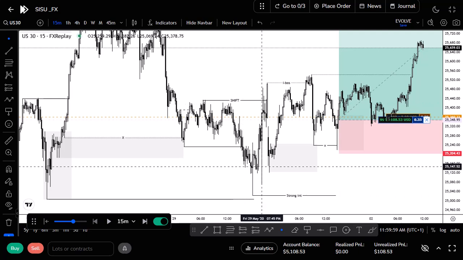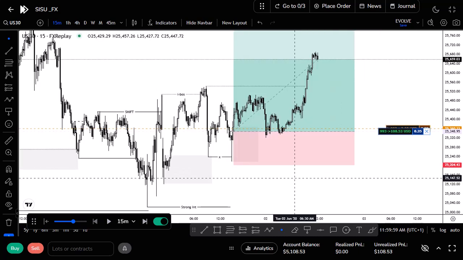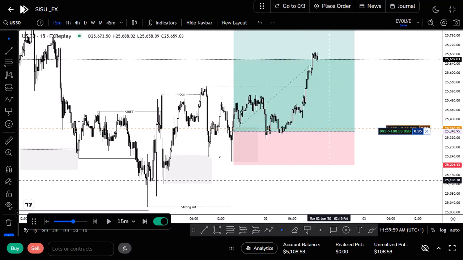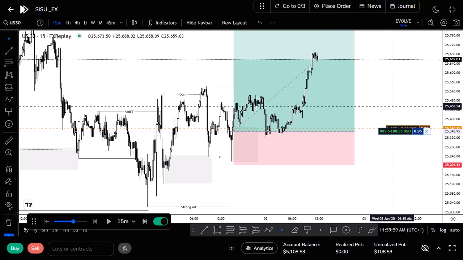We have our first trade here, but let's assume we miss that one. That's why I said price is not worth chasing. If you miss one trade, you will definitely see another trade. As long as your edge is working, you have a proven edge, you will see another trade opportunity.